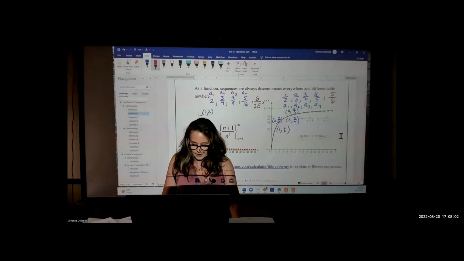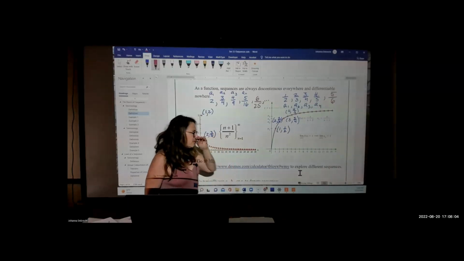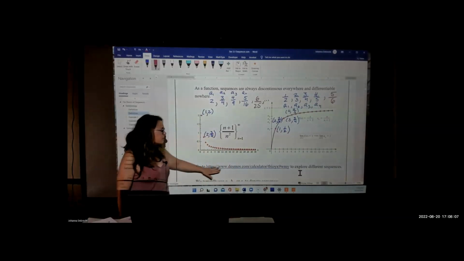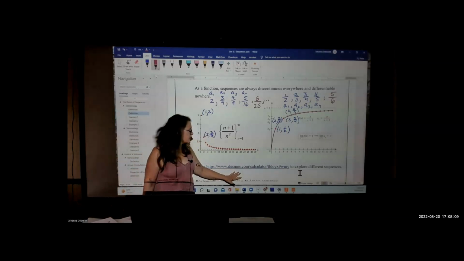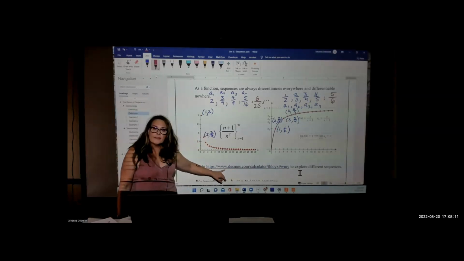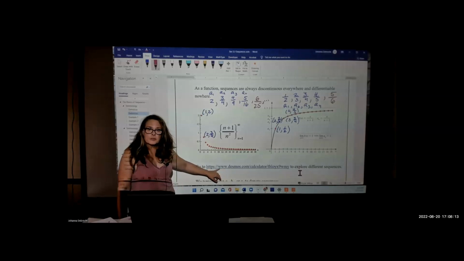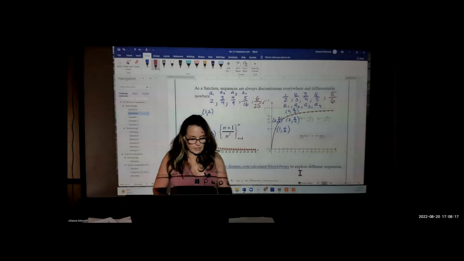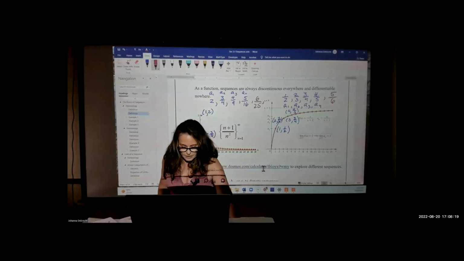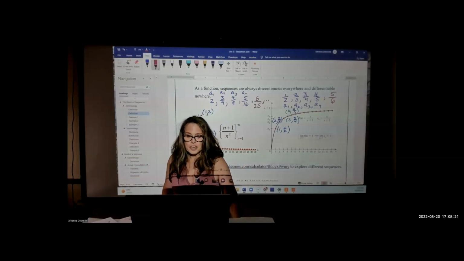There is a function on Desmos that will let you explore different sequences, one that I've created with some explanations of what each part does, which is this one right here. So let's take a look at this one. I'll leave it on the screen long enough, and let me share my screen with you so that you can see a little bit closer what I'm doing.